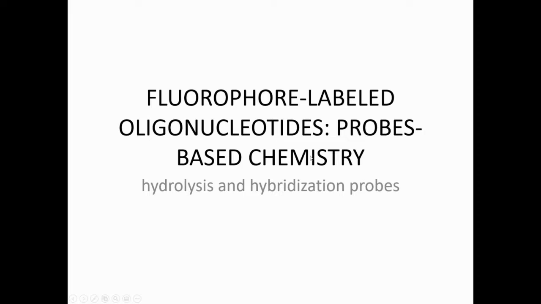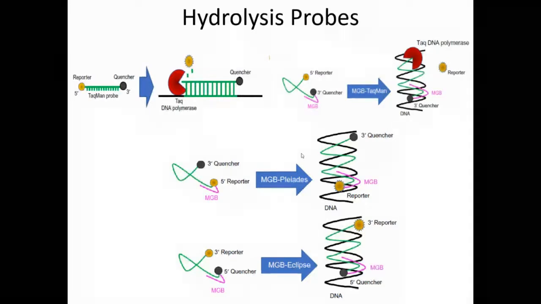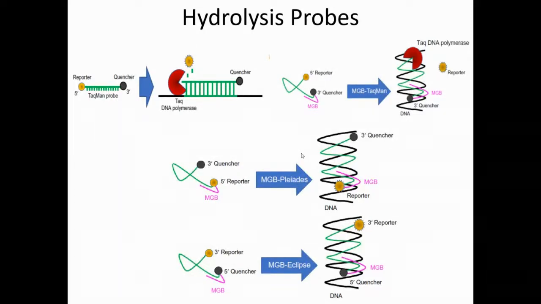And there are two types of probe, the hydrolysis and the hybridization probe. The TaqMan probe is a hydrolysis probe, and the molecular beacon is a hybridization probe. The hydrolysis probe relies on the 5' to 3' exonuclease activity of the Taq DNA polymerase. They can degrade these bound probes, because the TaqMan probe has a reporter dye and a quencher, right?